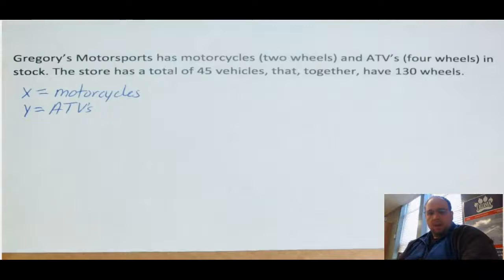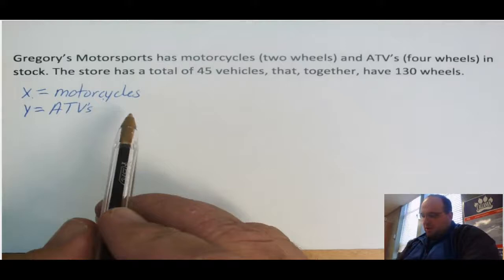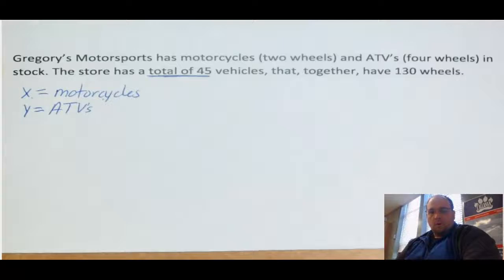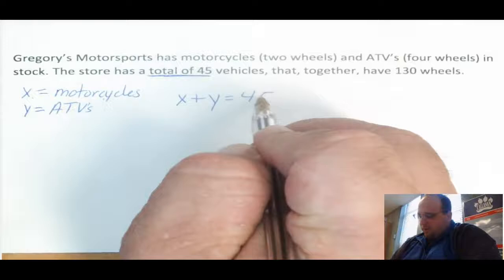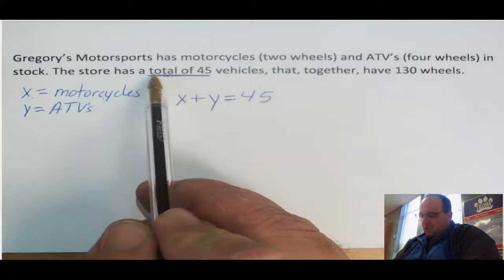So the next thing I'm going to do is pull out key information. I notice a couple things. I notice the total is 45. So what that's telling me is, if I take the motorcycles, which is X, and add it to the Y, which is ATVs, if I add those two together, the total is going to be 45. So I did X plus Y equals 45 because the total of the motorcycles and ATVs is equal to 45.